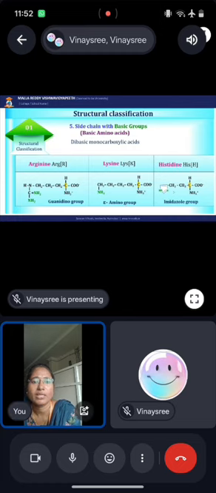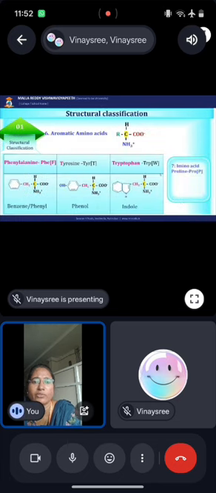And then the histidine, which contains a five-membered aromatic ring at the beta carbon. So we can call it as an imidazole. The imidazole ring is present at the second carbon. Then it is called as imidazole group.